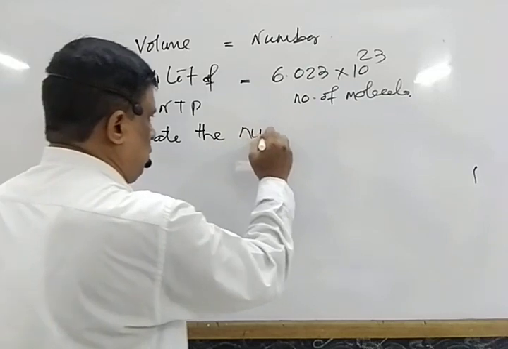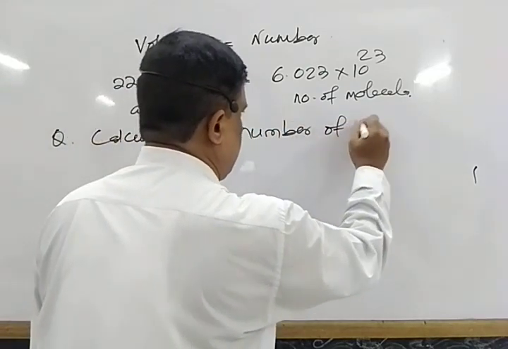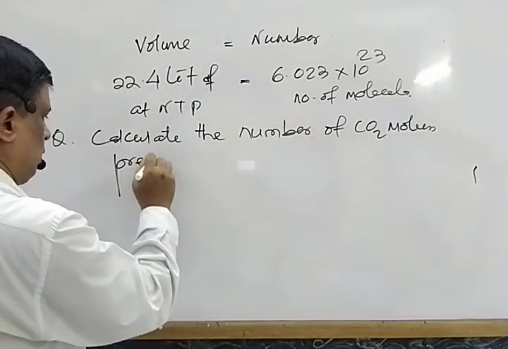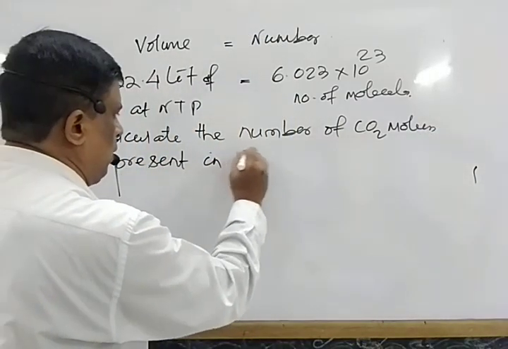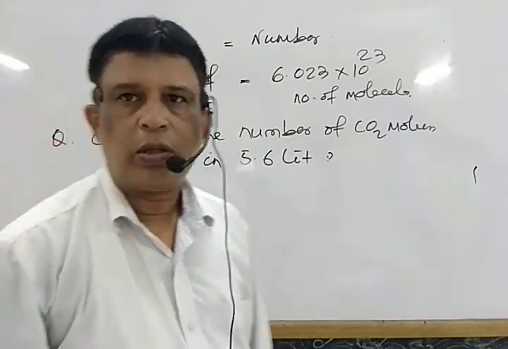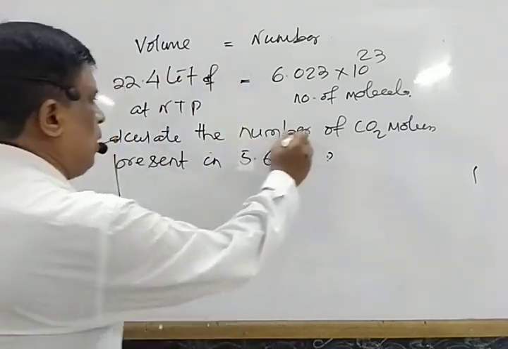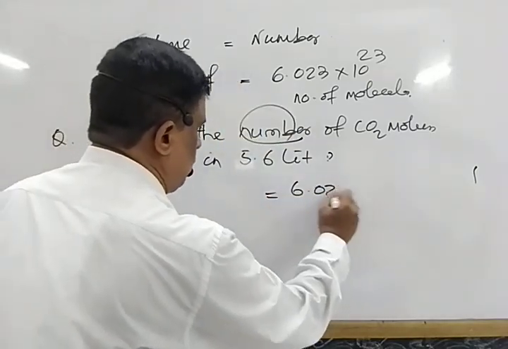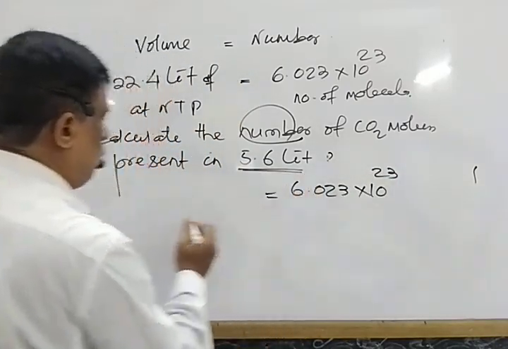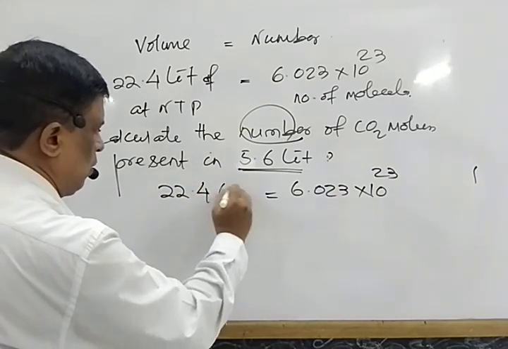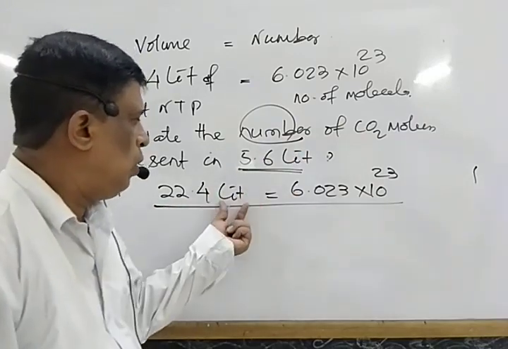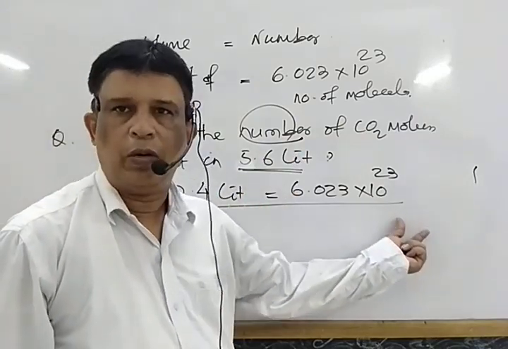the number of CO2 molecules present in 5.6 liter. Mark the question. Focus. What is the question? The question is calculate the number. Number means 6.023 into 10 to the power 23. Then 5.6 liter of volume, against 22.4 liter. So 22.4 liter of CO2 possesses this number of molecules.